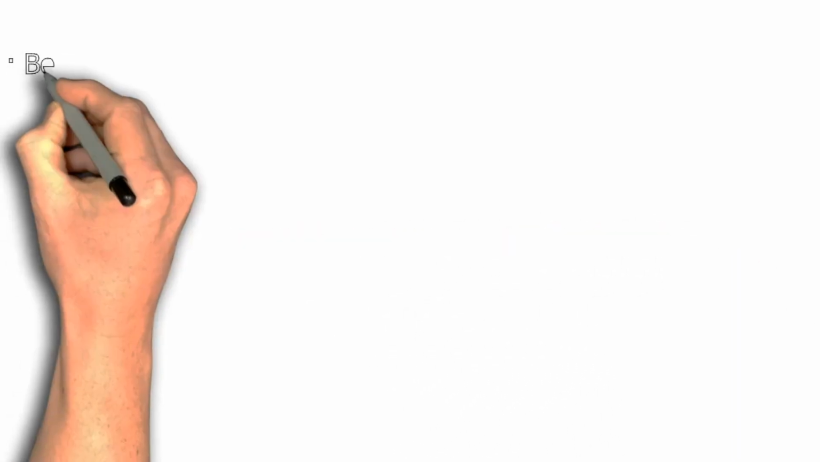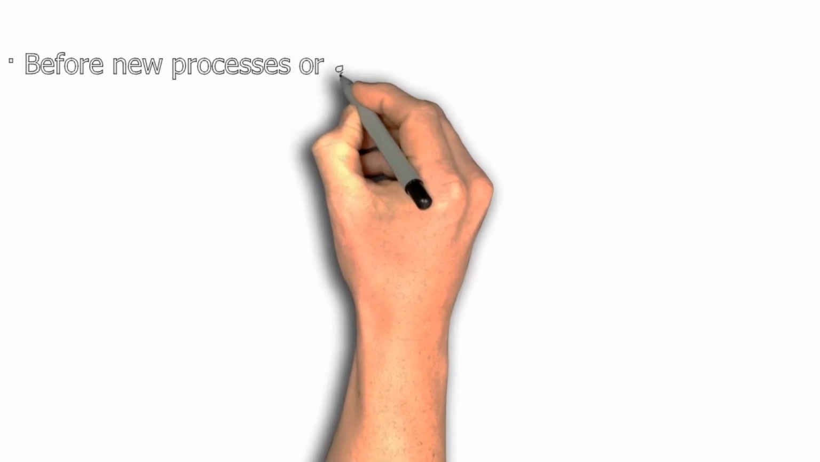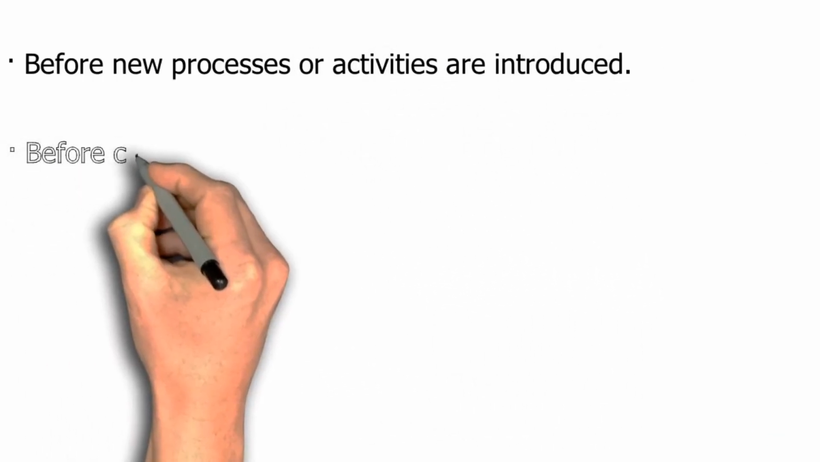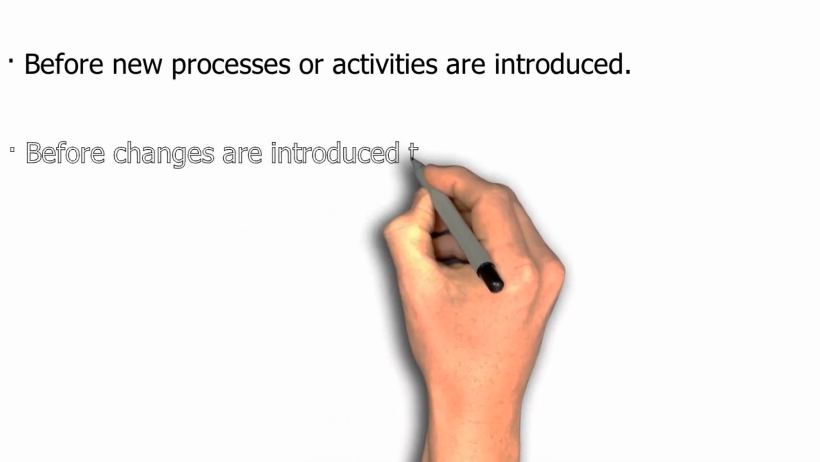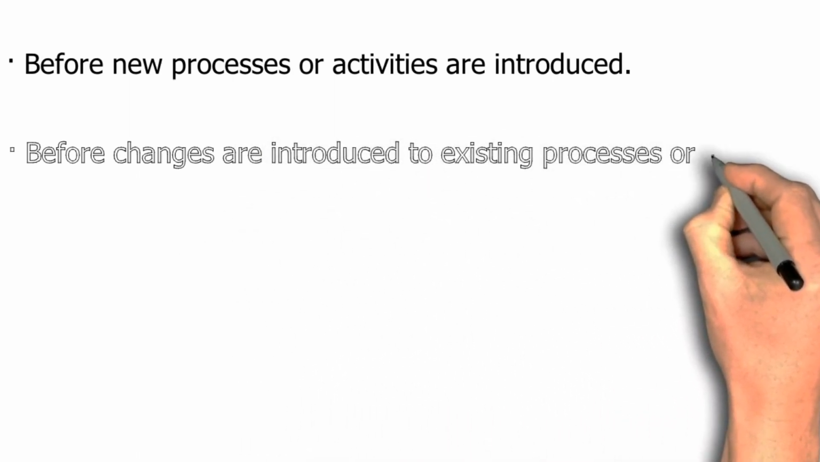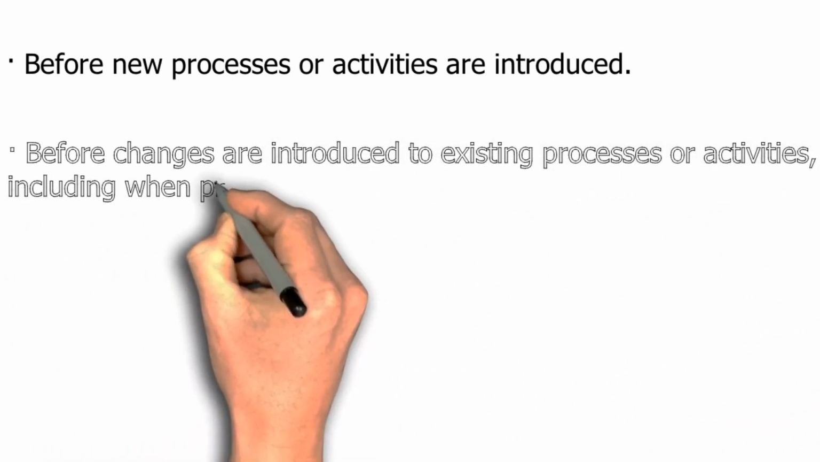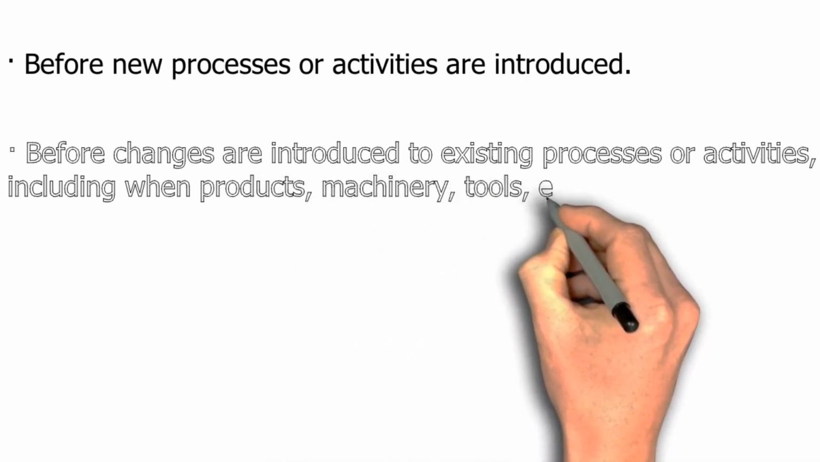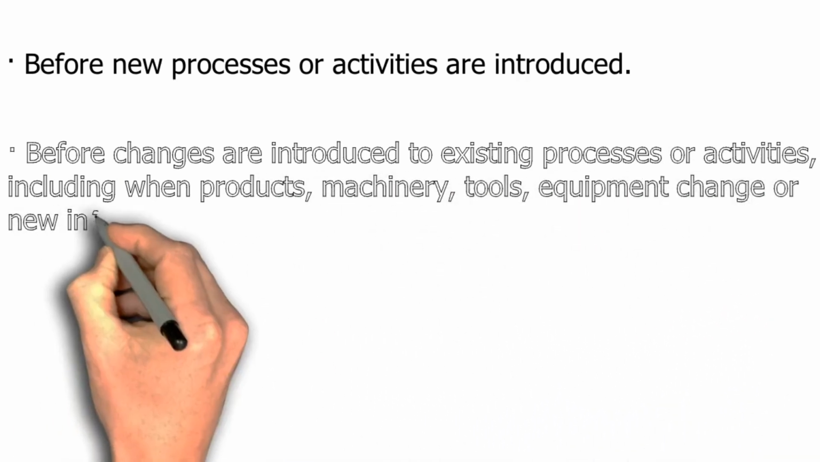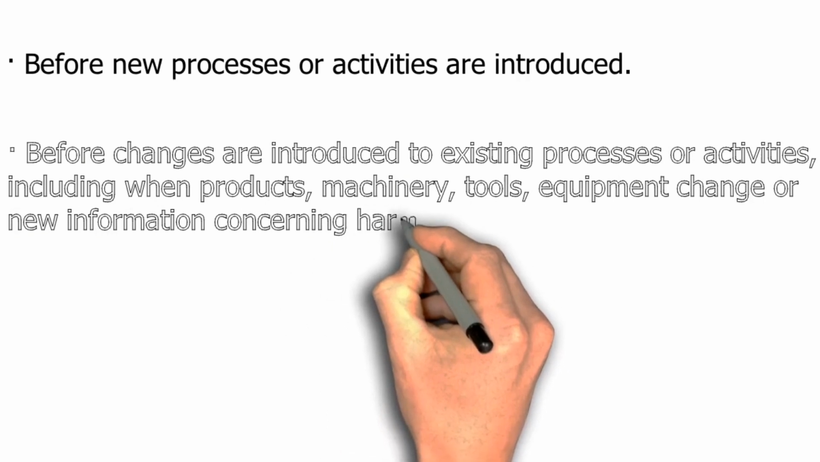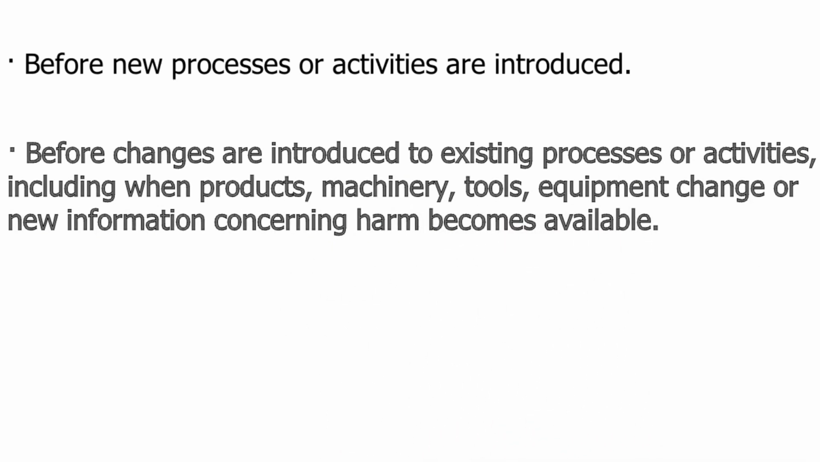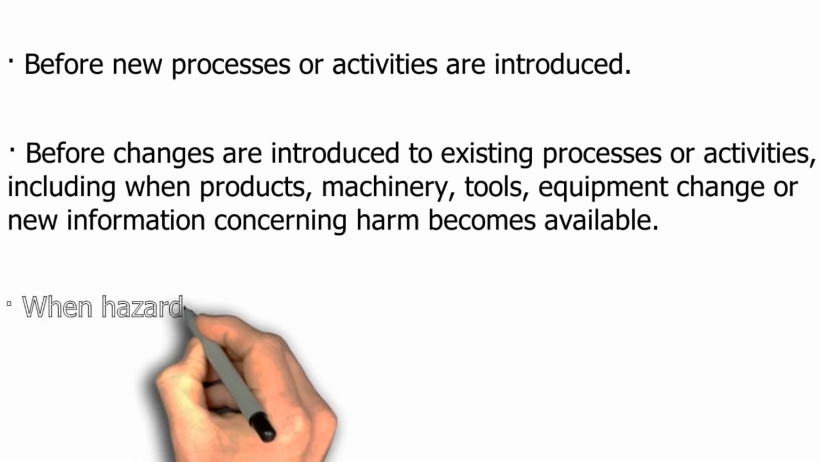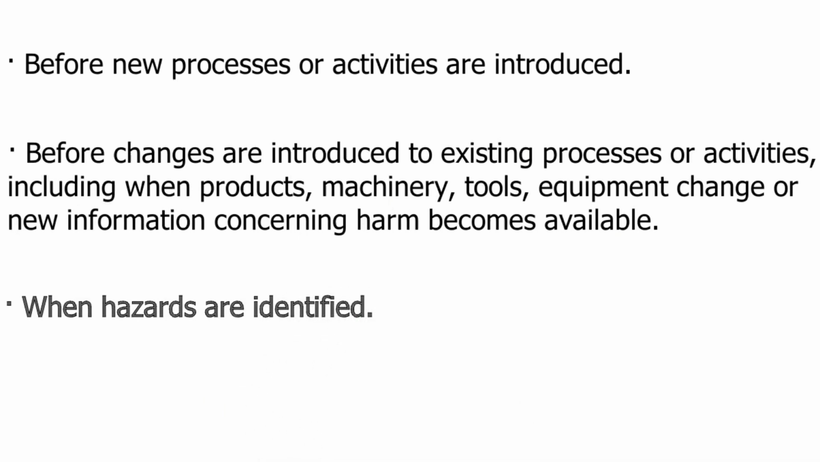When should a risk assessment be done? Before new processes or activities are introduced. Before changes are introduced to existing processes or activities, including when products, machinery, tools, equipment change or new information concerning harm becomes available. When hazards are identified.